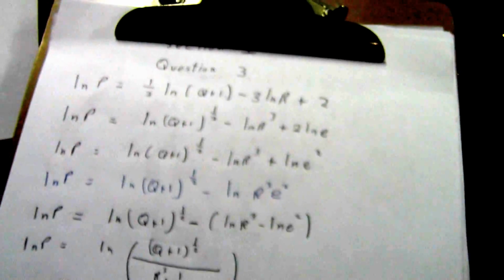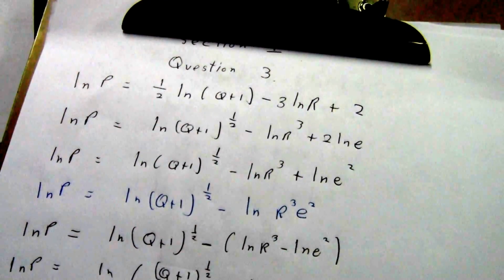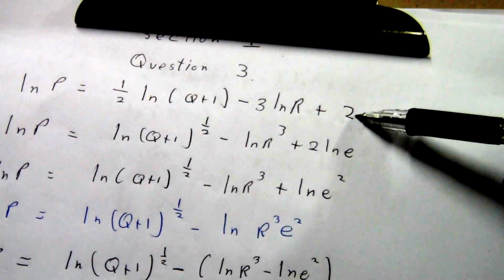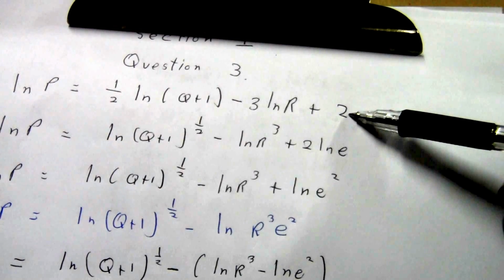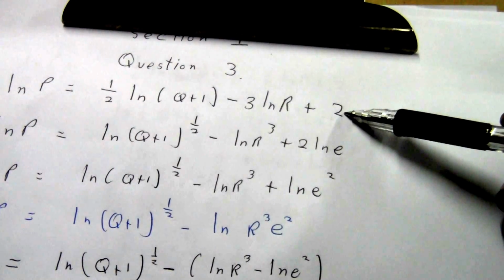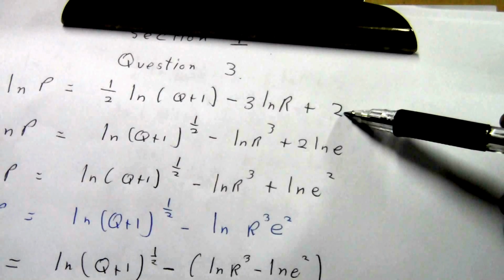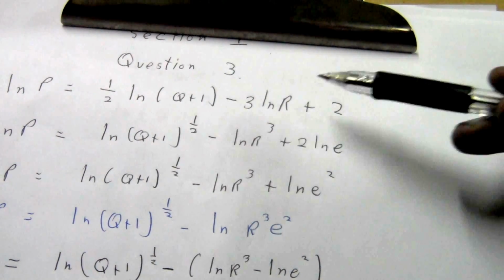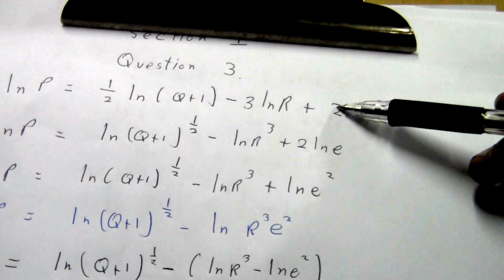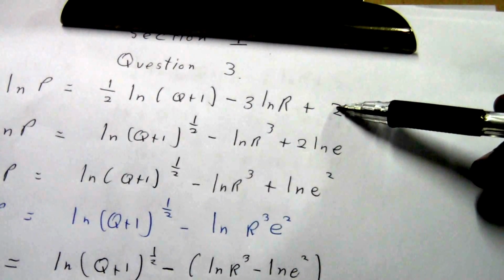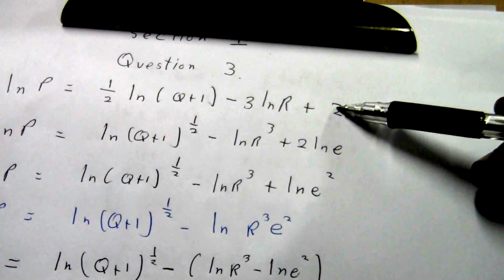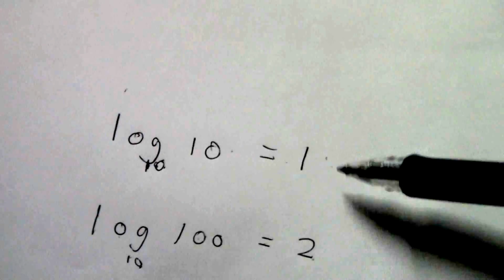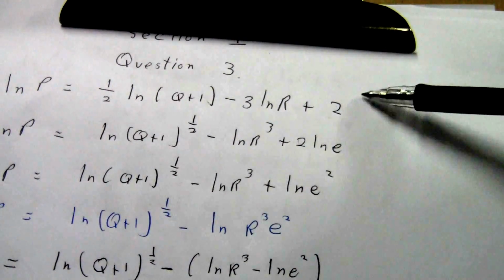Okay, number 3. Okay, we have ln. Now, note, we cannot turn 2 into 2 log 10 because we're not dealing with log to the base 10, we're doing log to the base 2.71828, which is log to the base e, which is ln. So you will have to express this as ln e and not log 10. Right? You express it as this and not that. Alright, so 2 is 2 ln e.